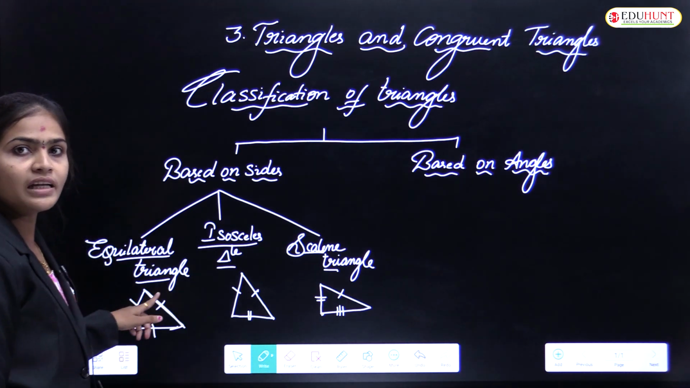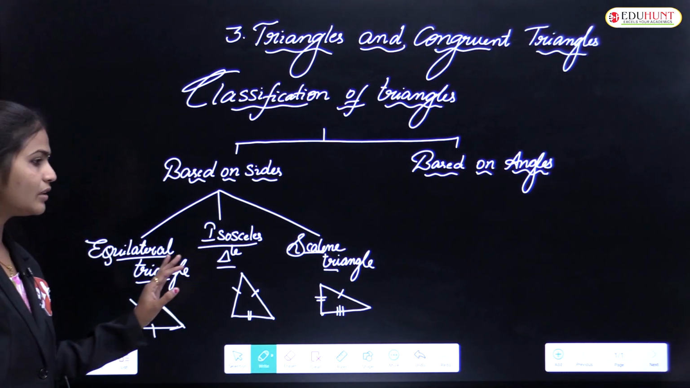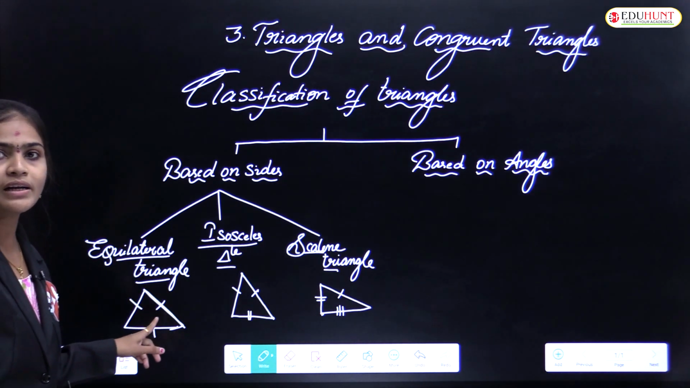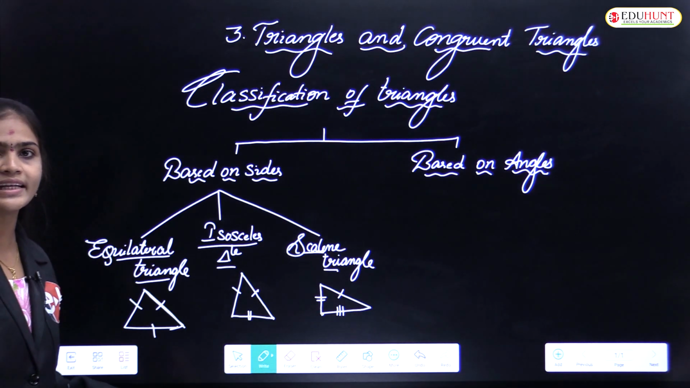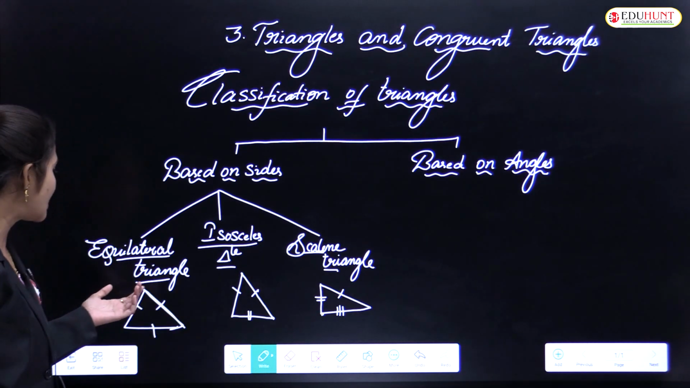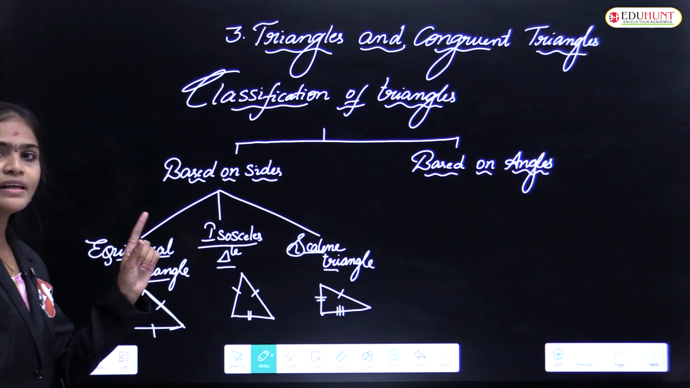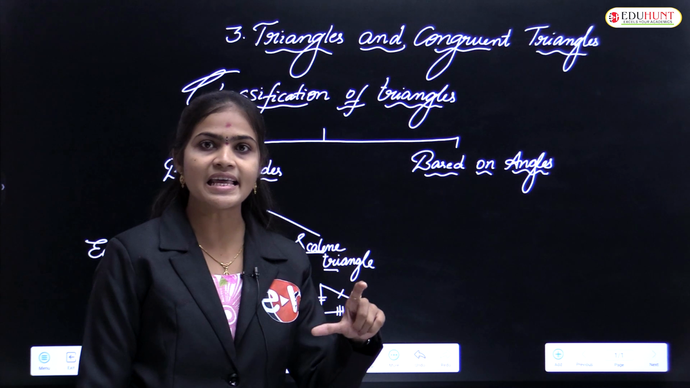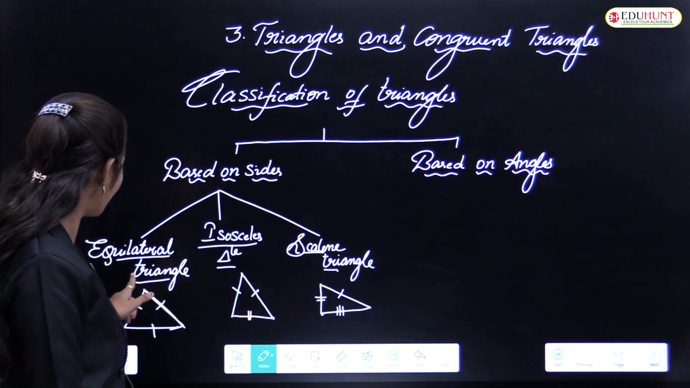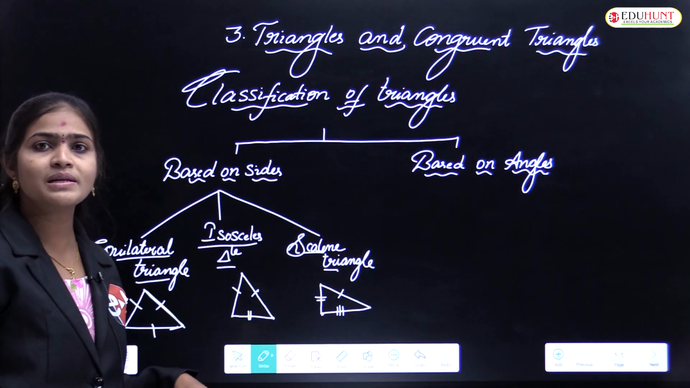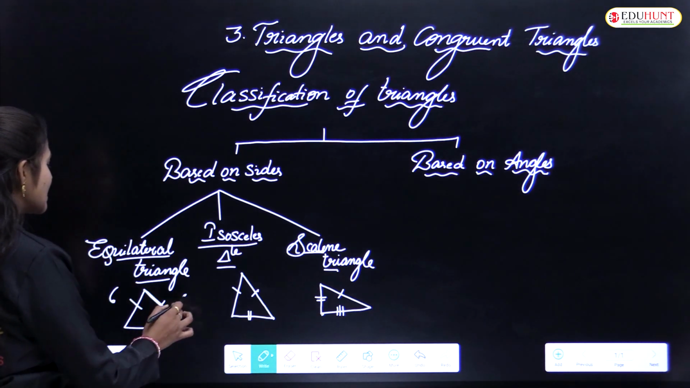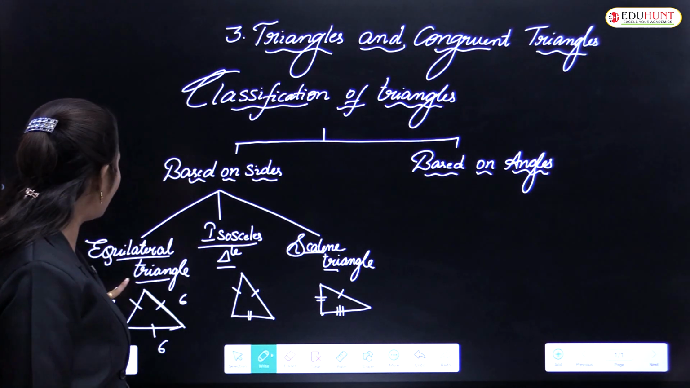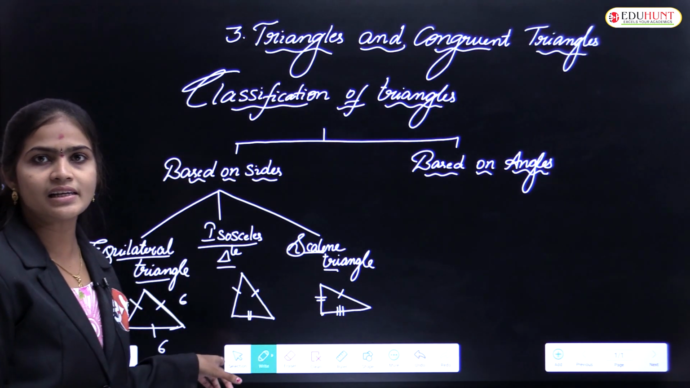So here my question is, I told you about the sides, no? To form an equilateral triangle, how many measurements are required? Different measurements or equal measurements? One measurement is required, no? For example, if one side length is 6 centimeters, all the sides have the same measurement. This is 6 centimeters, this is 6 centimeters, and this is also 6 centimeters. So one length is sufficient to form an equilateral triangle.